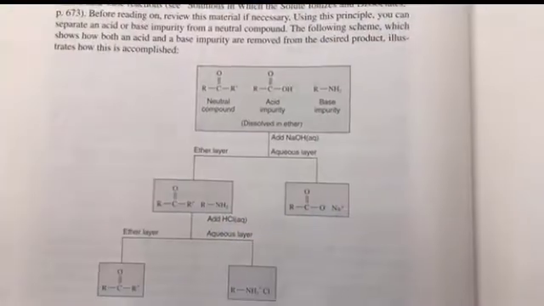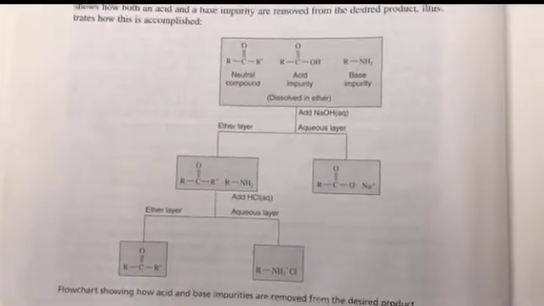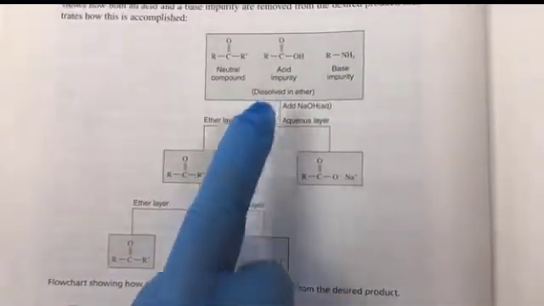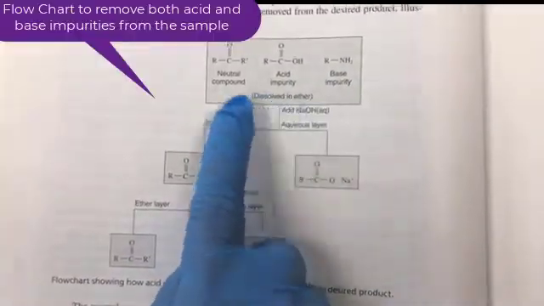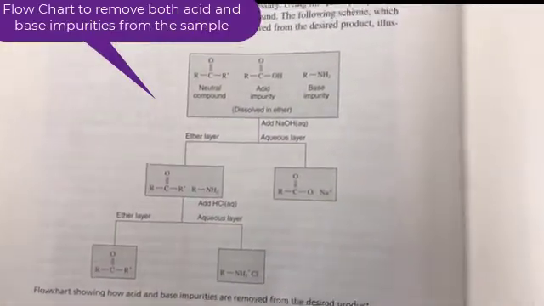In your lab manual as well, there is a flow chart given in order to remove the acid and base impurities from the neutral compound. So this chart tells that if you have both acid and base impurity associated with your neutral compound or added to your neutral compound.